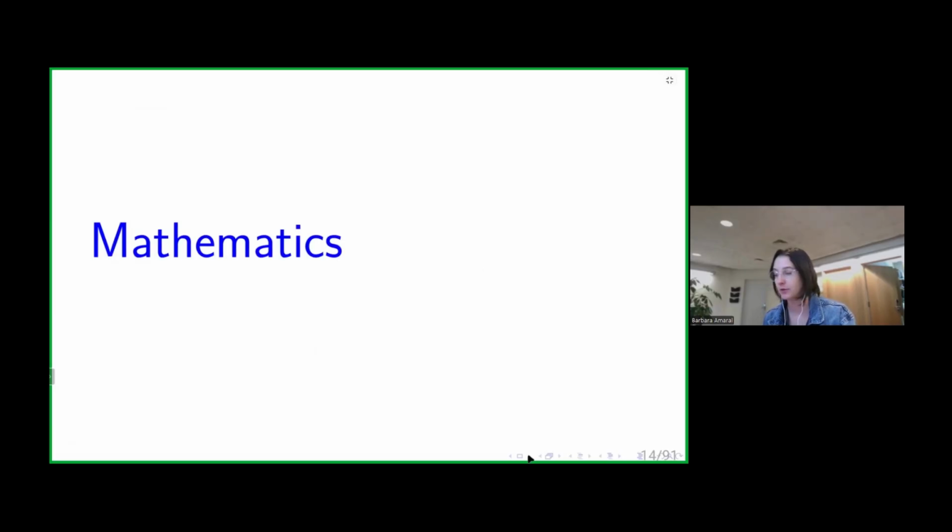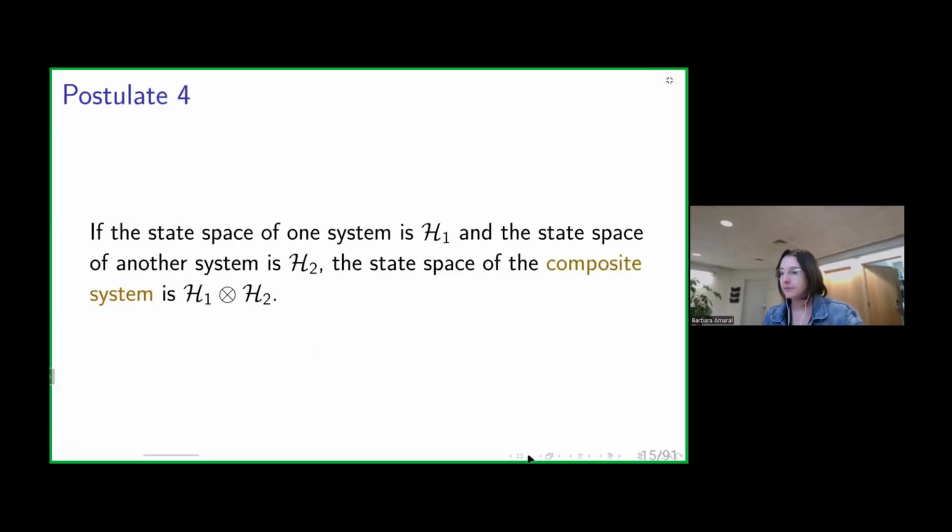Okay, so now we'll dive into the mathematics of this description of the state space of two qubits. And for that, we include a postulate in our list of postulates that we have listed in the first lecture. But now we will include a postulate to say what is the Hilbert space of a composite system. So I have system 1 with Hilbert space H1, and we have system 2 with Hilbert space H2.